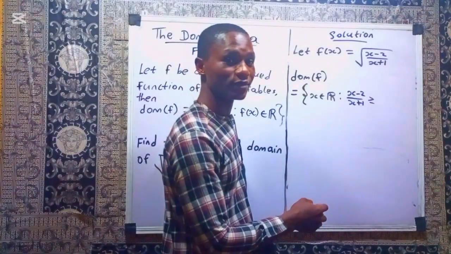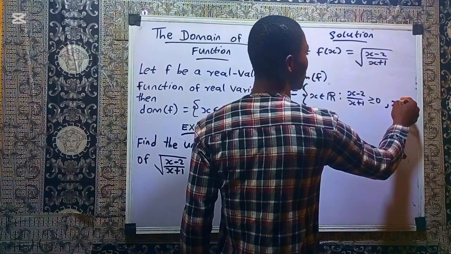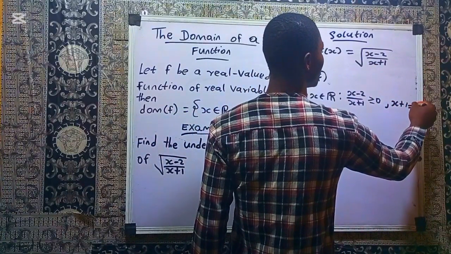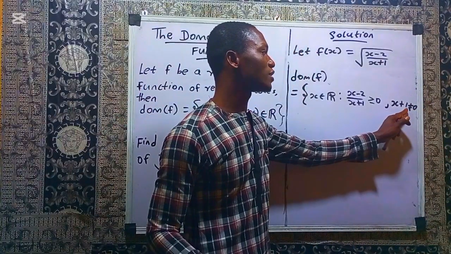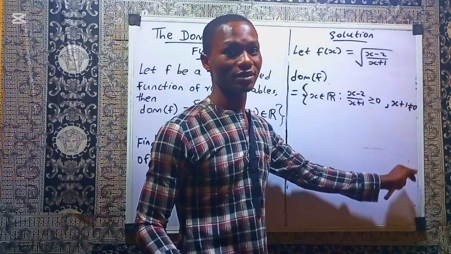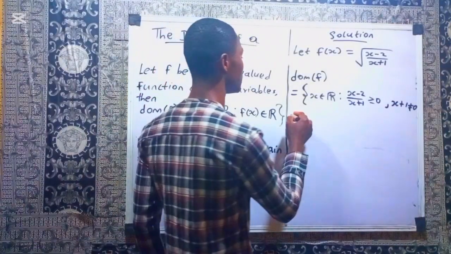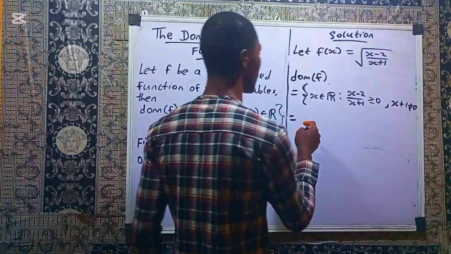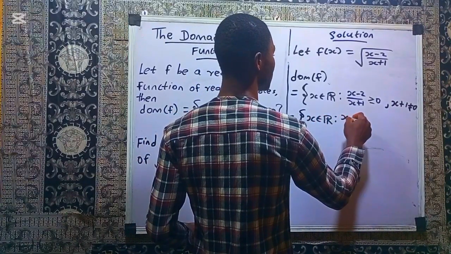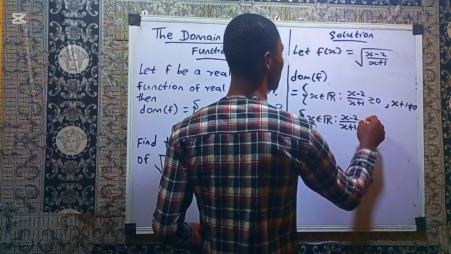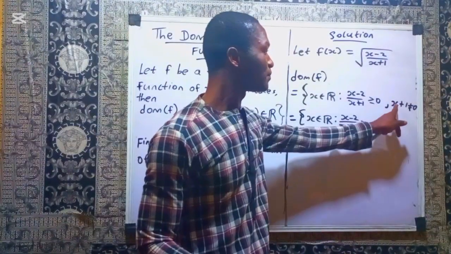It shouldn't be negative. The denominator of this quantity should not be what? What's the denominator? x plus 1 should not be equal to 0. So if I want to say that x plus 1 is not 0, I will write x plus 1, put equal to 0, and cancel it. So it means x plus 1 should not be 0. So this will be the set of all x elements of real numbers such that x minus 2 divided by x plus 1 is greater than or equal to 0. And if you solve this one, what will you get?